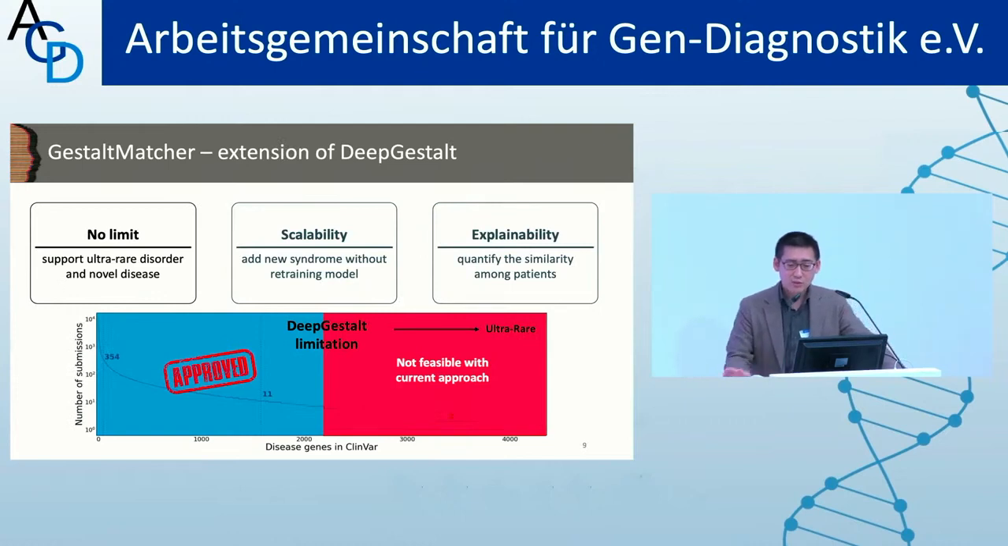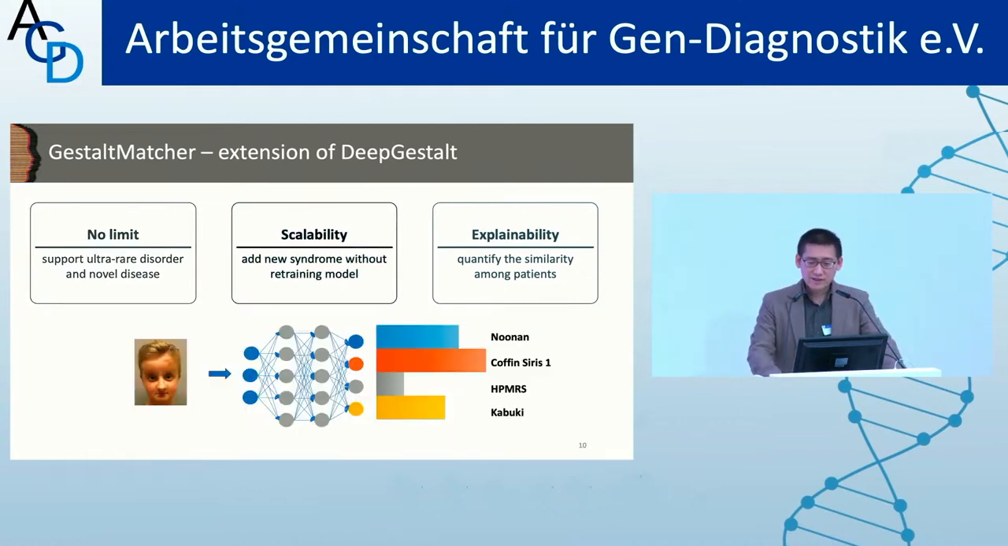Therefore, we want to propose the Gestalt Matcher approach as an extension to Deep Gestalt. First of all, we aim to support more ultra-rare disorders and push our limit to the long tail on the right. Secondly, we want to increase the scalability. For example, if our model is originally trained on these 4 syndromes, Noonan, Cohen-Cyrus, HPMS, and Kabuki, maybe tomorrow a doctor comes to me and says, hi, could you help me support another disorder, maybe called LEND2 syndrome.